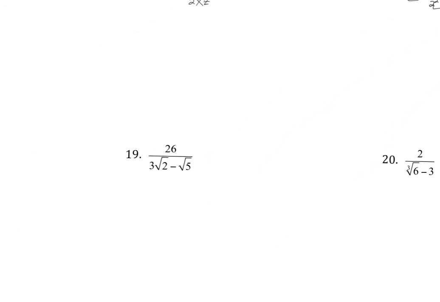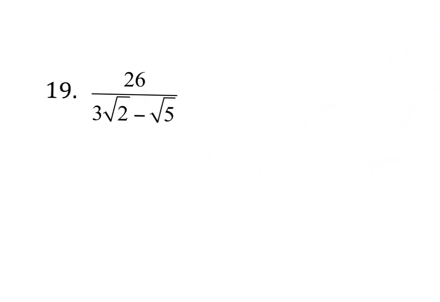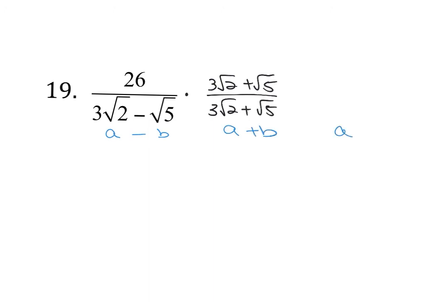And then our last few, number 19, you did this back in November. This is a conjugate problem. Anytime you have a binomial in the denominator, you want to multiply by the conjugate. The conjugate is when you change the sign of the middle term. So 3 root 2 plus root 5, because this is a minus b, a plus b, and that's going to be a squared minus b squared. So you would get rid of all radicals when you do that.